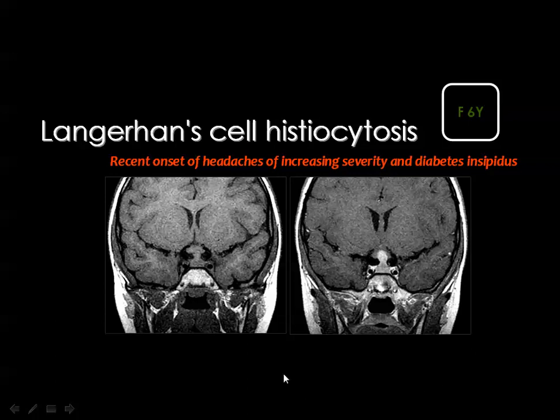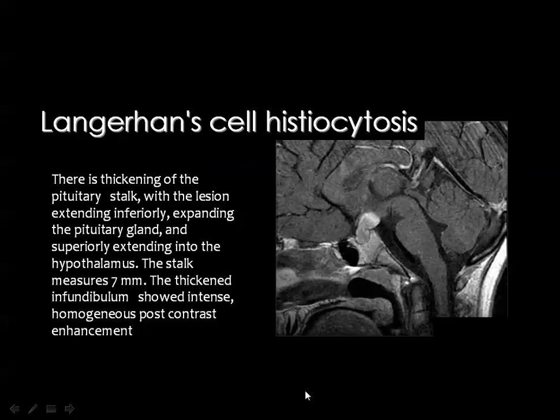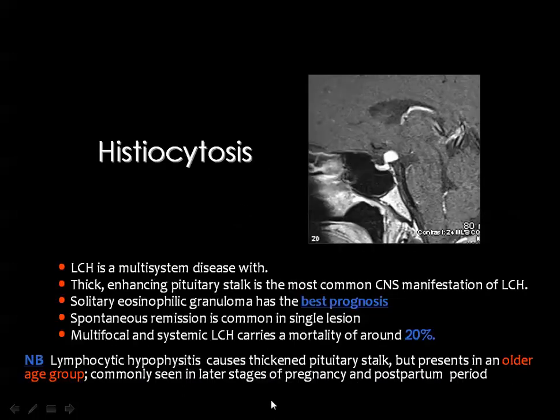Then the history of diabetes insipidus is one of the good predictor factors for the diagnosis of histiocytosis. And in this example, you see the pituitary gland is more or less good, but the infundibular stalk is markedly thickened and enhanced. Then histiocytosis is a multi-system disease, with a thickened enhanced pituitary stalk being the most common CNS manifestation. And you see here, this is the pituitary gland, which is good. The stalk is enhancing.